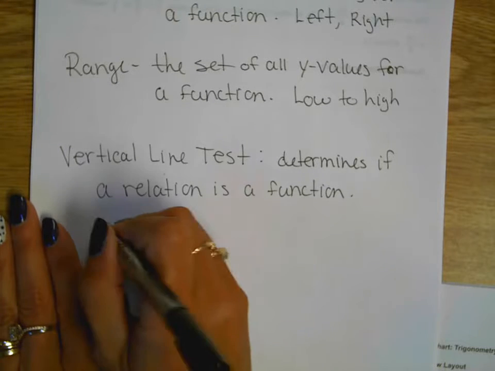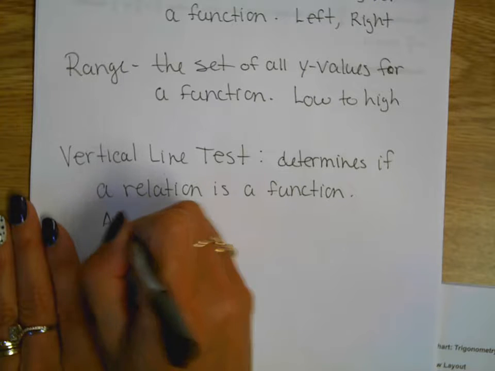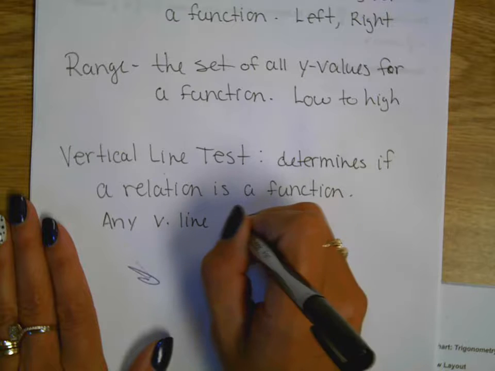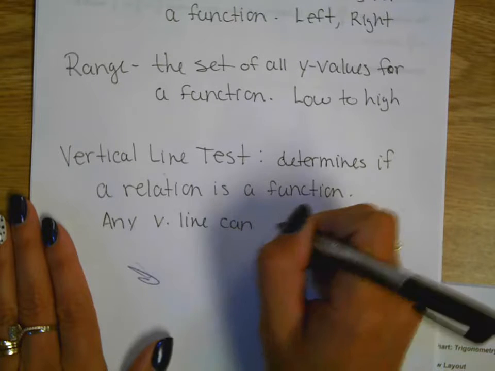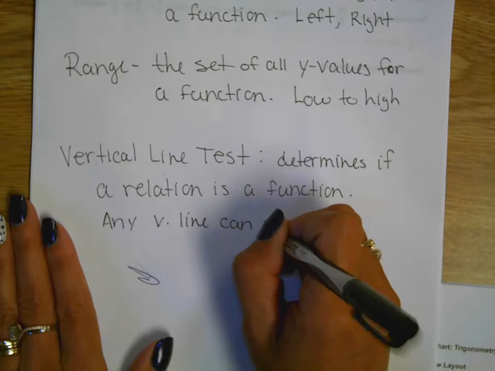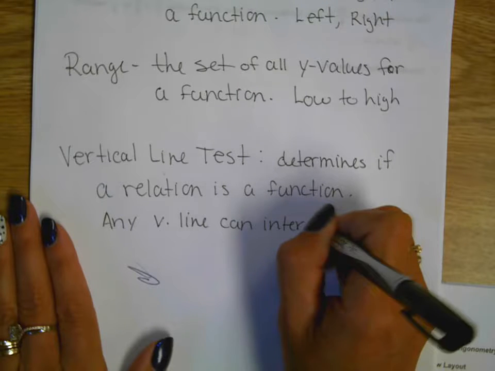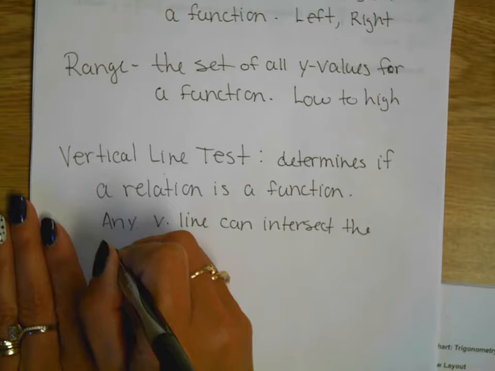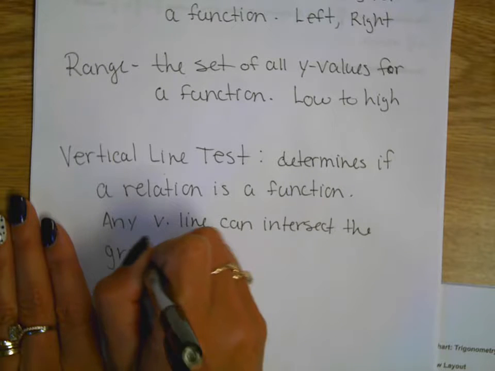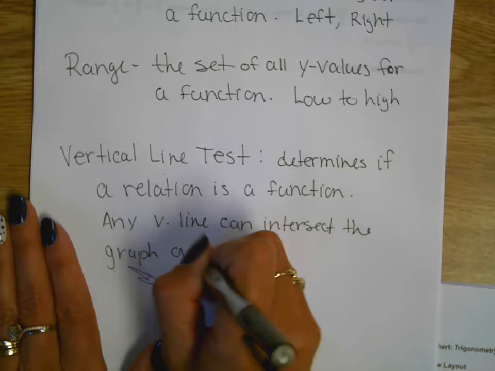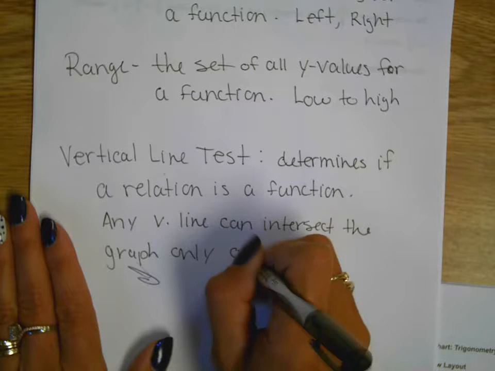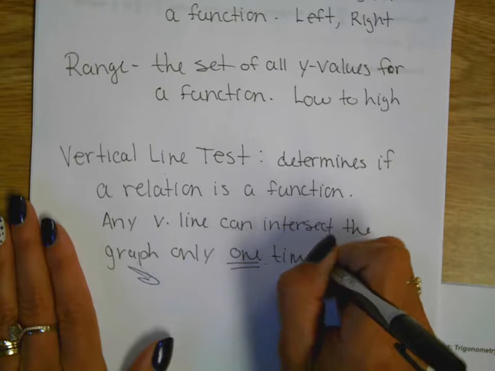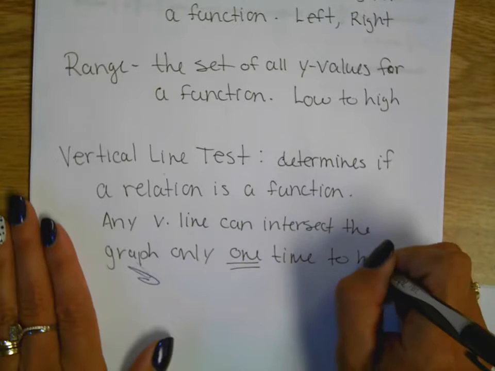So what has to happen is any vertical line can intersect the graph only once, only one time. I don't know if I said that very well. Only one time to be a function.